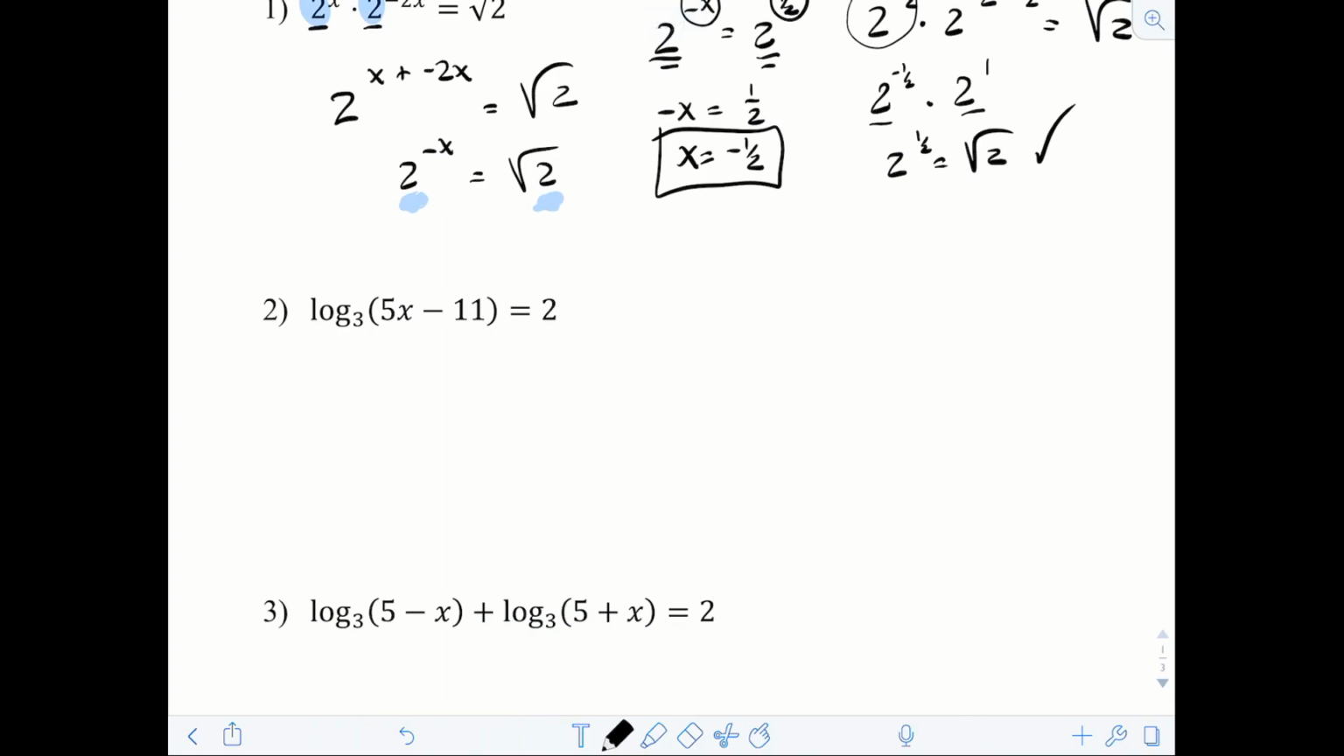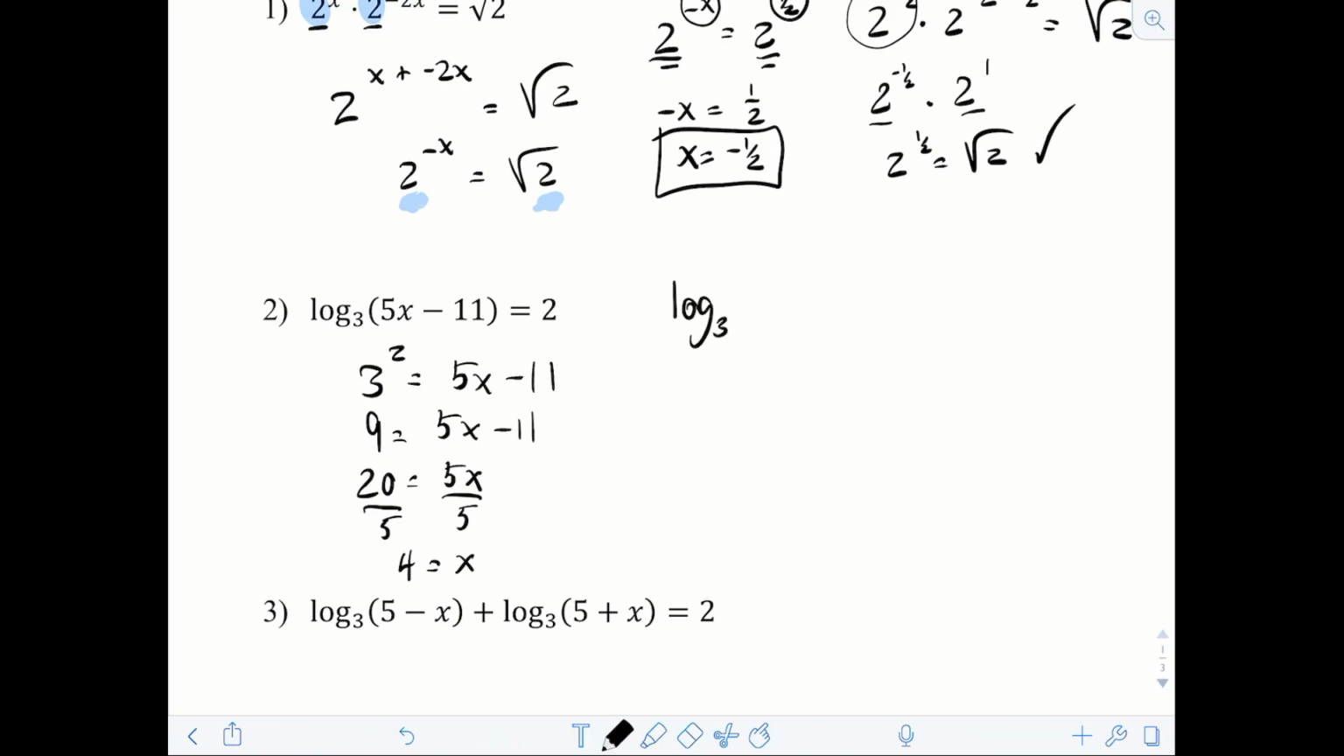Moving along, base to the answer is equal to the inside. I keep saying this in terms of logarithmic equations. So base, which is 3, to the answer, 2, which is equal to the inside, 5x minus 11. So I get 9 is equal to 5x minus 11. We're going to add 11 to both sides. So we get 20 is equal to 5x, divide both sides by 5, and we get x is equal to 4.